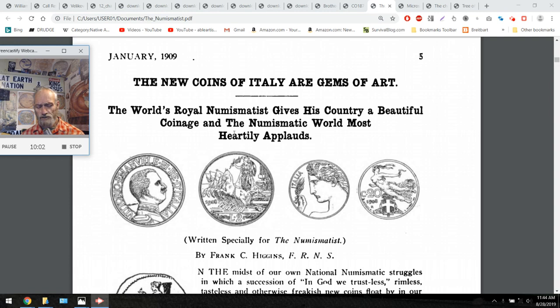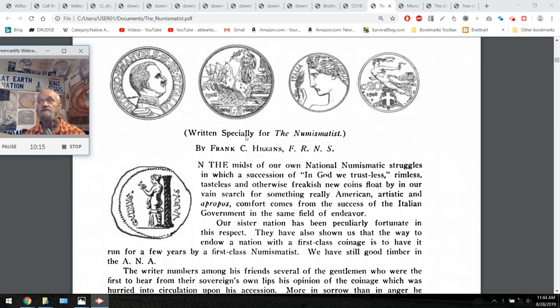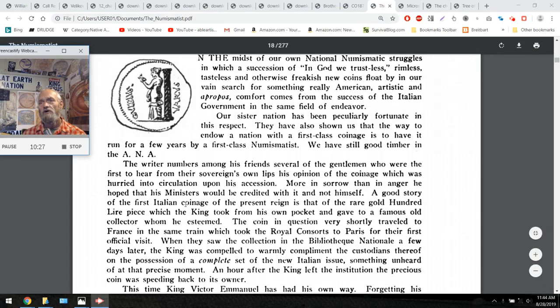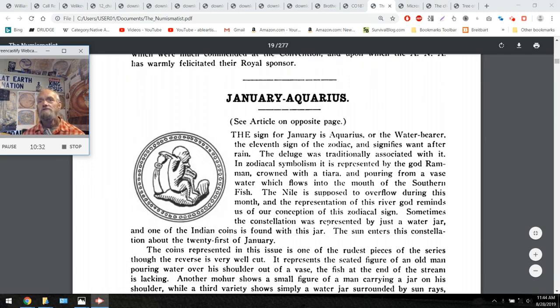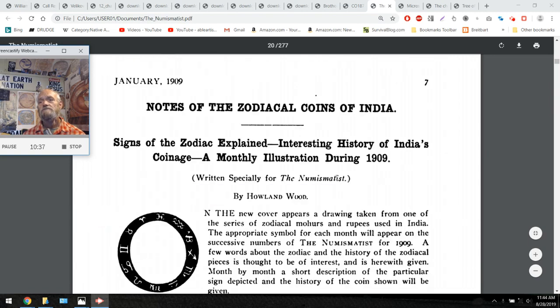The new coins of Italy are gems of art. The world's royal numismatic gives his country a beautiful coinage, and the numismatic world's most heartily applauds. They all loved it. So here's their new coins, because everything's getting new about this time. They got new people in charge, throwing back old style coins, for who knows, nostalgia.